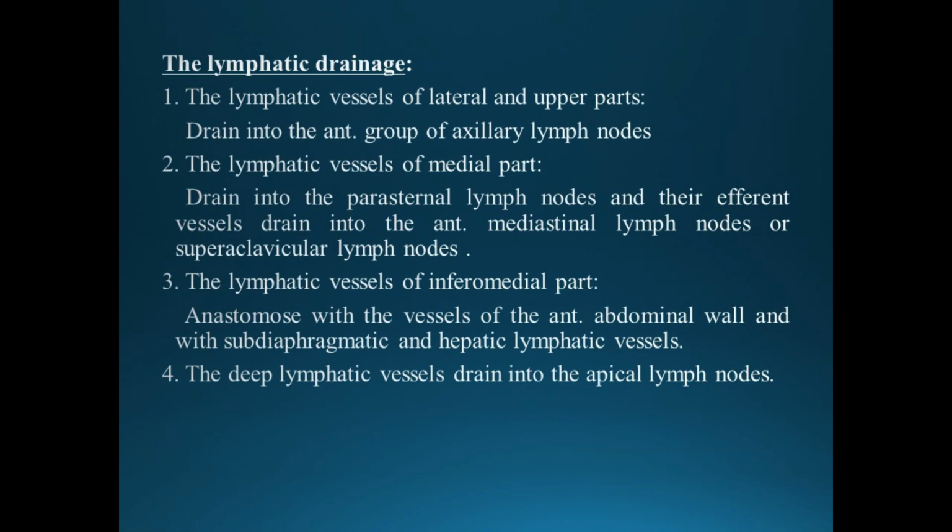1. The lymphatic vessels of lateral and upper parts drain into the anterior group of axillary lymph nodes. 2. The lymphatic vessels of medial part drain into the parasternal lymph nodes, and their efferent vessels drain into the anterior mediastinal lymph nodes or supraclavicular lymph nodes. 3. The lymphatic vessels of inferomedial part anastomose with the vessels of the anterior abdominal wall and with subdiaphragmatic and hepatic lymphatic vessels. 4. The deep lymphatic vessels drain into the apical lymph nodes.